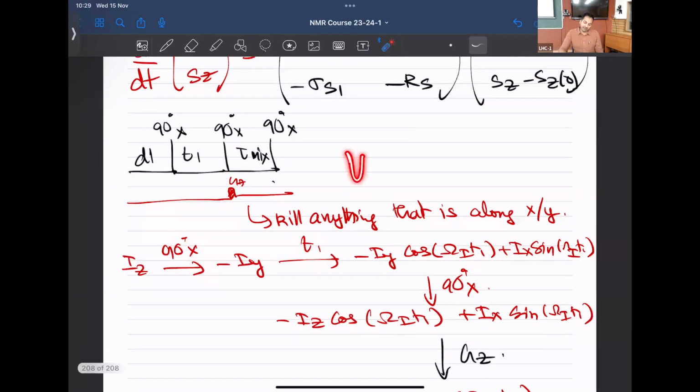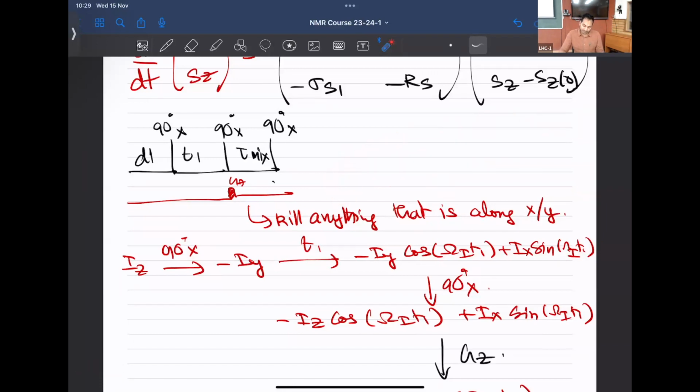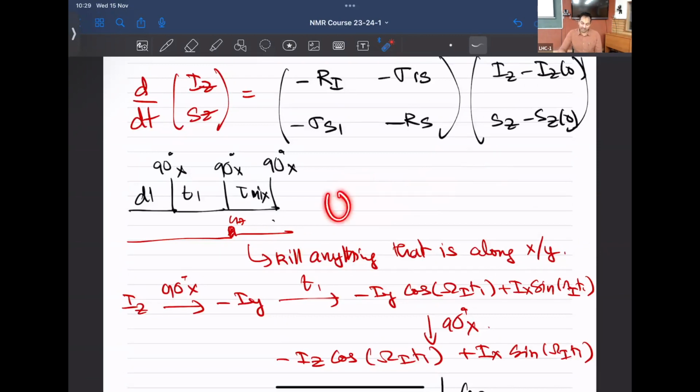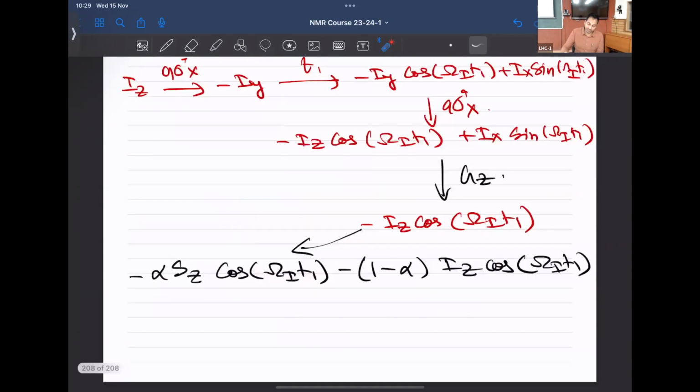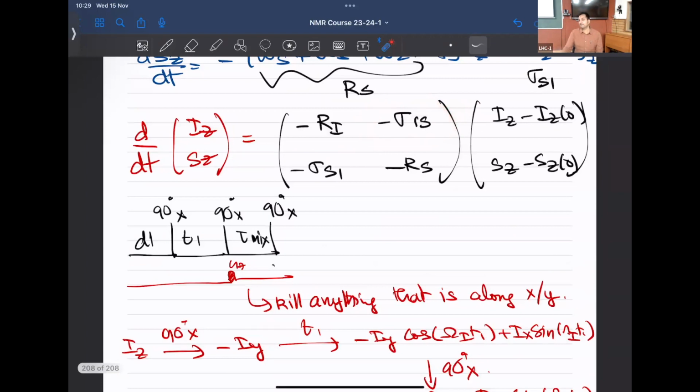But if we agree that W2 is not equal to W0, that means sigma IS is non-zero. If sigma IS is non-zero, and if IZ is not in its equilibrium, then this IZ will result in some transfer to SZ. Okay, that's essentially what happens in this NOESY experiment. This is why one cannot use the entire density matrix formalism to understand this, because one has to understand there is something called a cross relaxation term that exists.